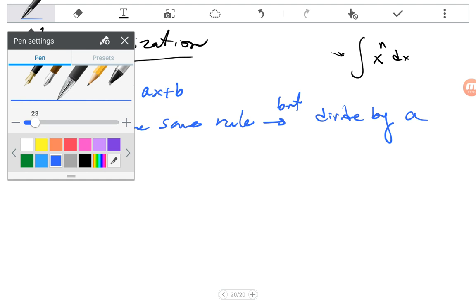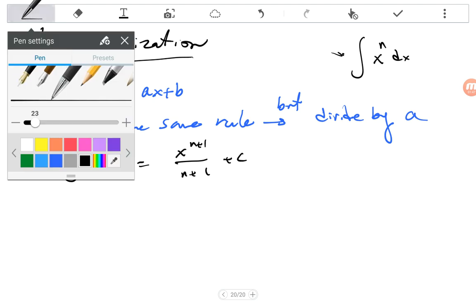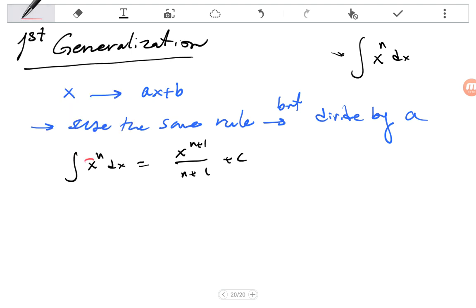Okay? What is meant by that? This is the power function rule, x power n dx, which is x power n plus 1 over n plus 1 plus c. Now it states that if I take this x and I put any linear expression, for example, if I put 3x minus 2 power 5, this generalization states that I can apply the power function rule on this expression. Why? Because a linear expression took the place of x.